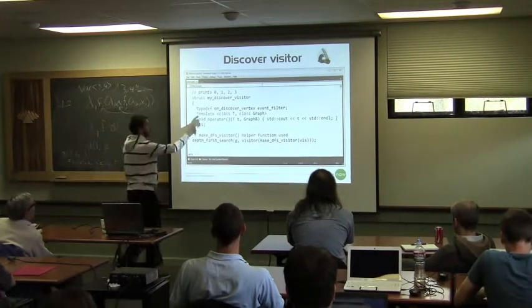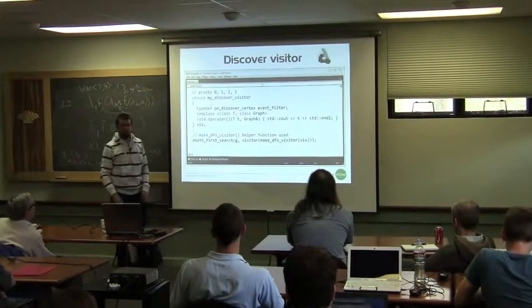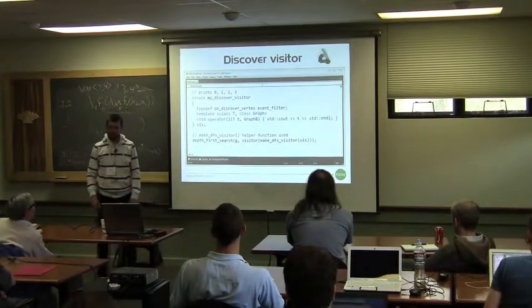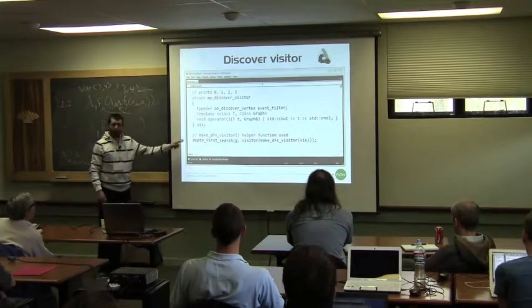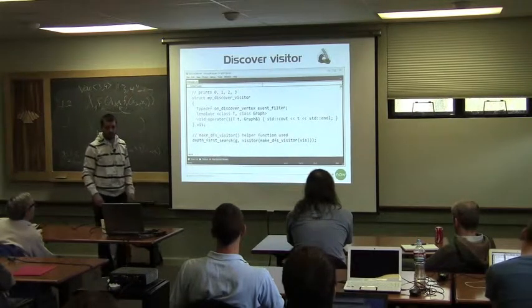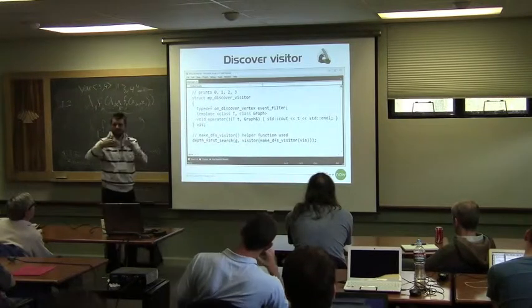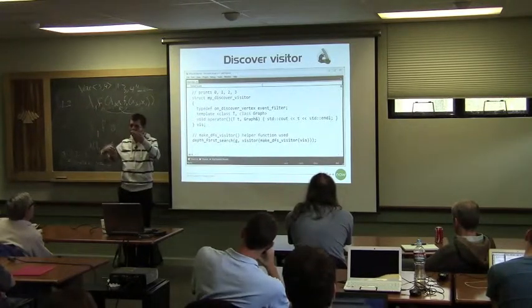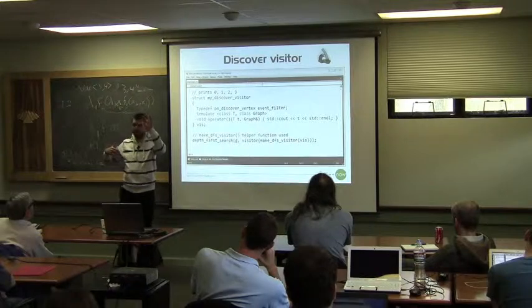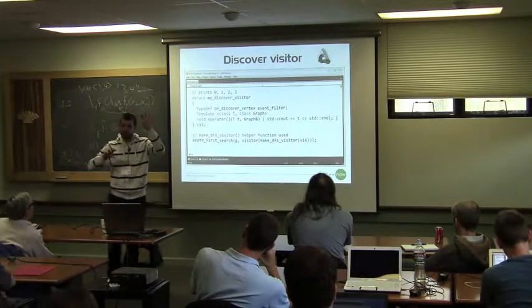Again, if I run this code, I see now 0, 1, 2, 3, because that visitor does the depth first, and the 2 is the vertex which is furthest away from the 0. I mean, it's the opposite one.